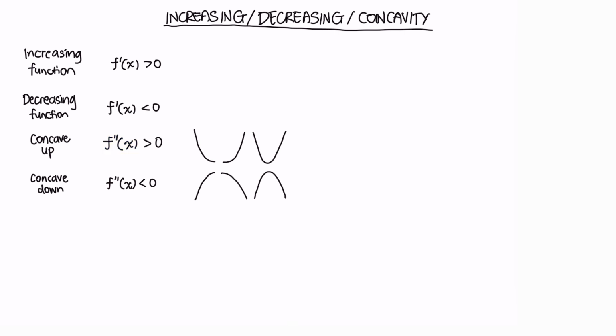Graphically, concave up will look like a happy face. Any part of the happy face, including these two left and right parts over here, are also both considered concave up.